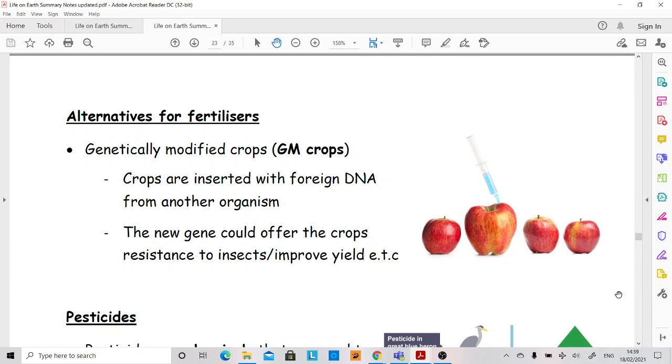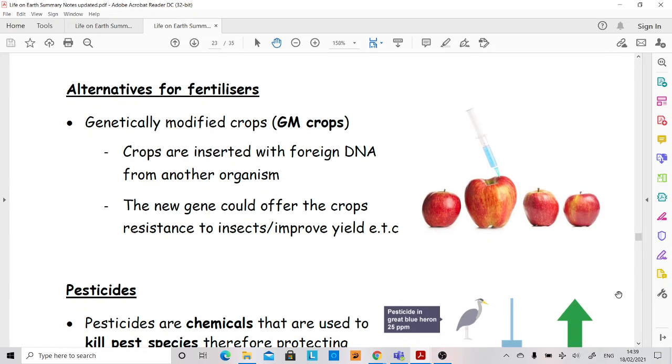Now, we do have alternatives for fertilisers. In Unit 1, we learned a section about genetic engineering. In genetic engineering, we learned the example of taking the human gene for insulin, putting it into a bacterial plasmid, and getting bacteria to manufacture insulin that humans can use. Those genetically altered bacteria that can make insulin are called genetically modified bacteria. We can use this concept of genetic engineering to make genetically modified crops which can have better qualities and avoid the need for fertilisers as well.